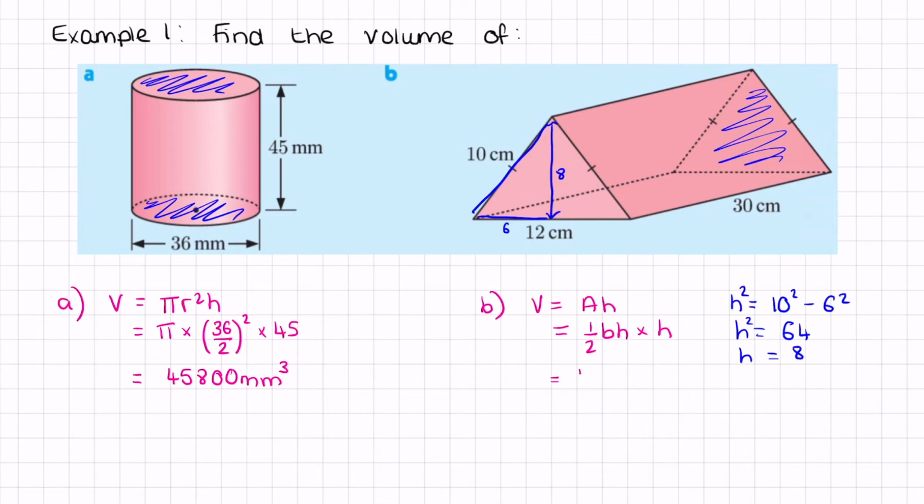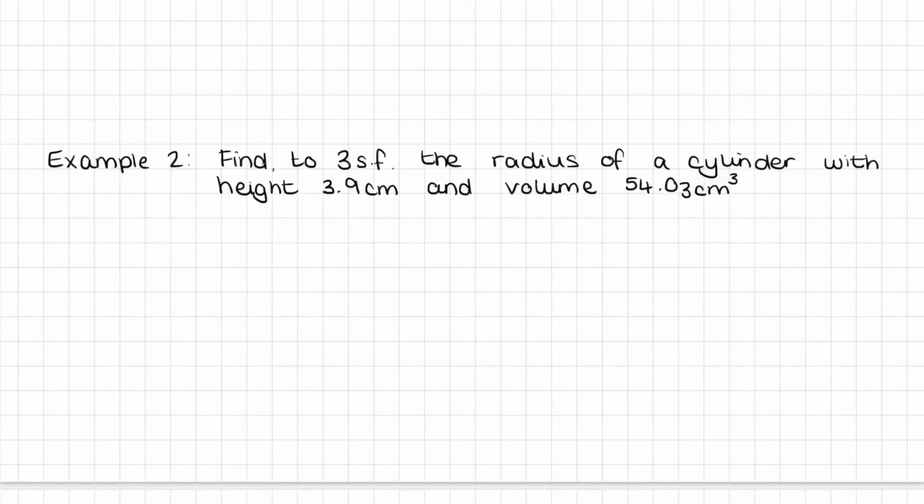Put it into our formula, so we're going to have half times by the base, which is 12, times by the height of the triangle, which is 8, times by the height of the shape, which is 30. Put that in your calculator and you get 1,440 centimeters cubed.